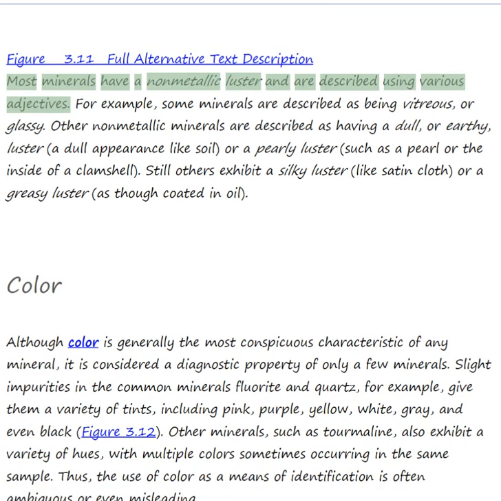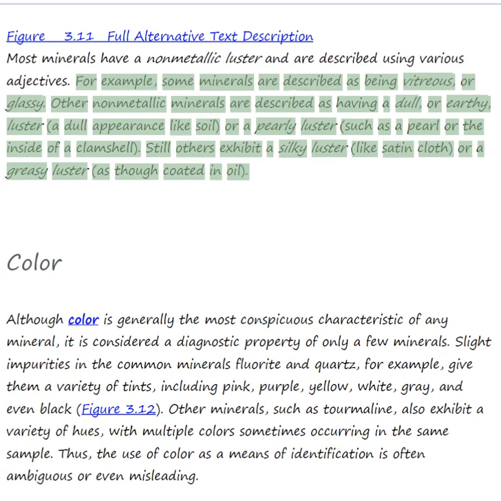Most minerals have a non-metallic luster and are described using various adjectives. For example, some minerals are described as being vitreous or glassy. Other non-metallic minerals are described as having a dull or earthy luster or a pearly luster. Still others exhibit a silky luster or a greasy luster.